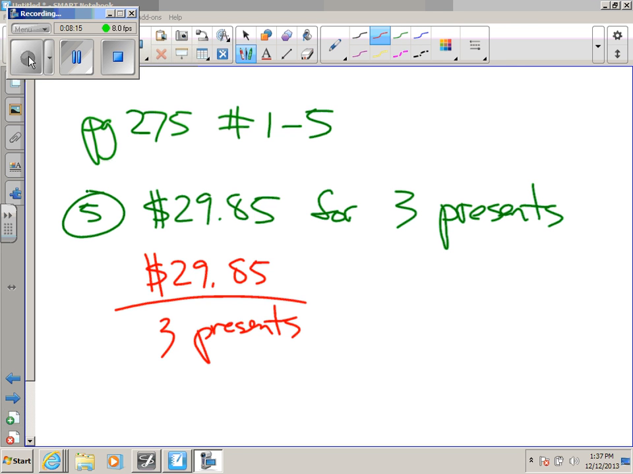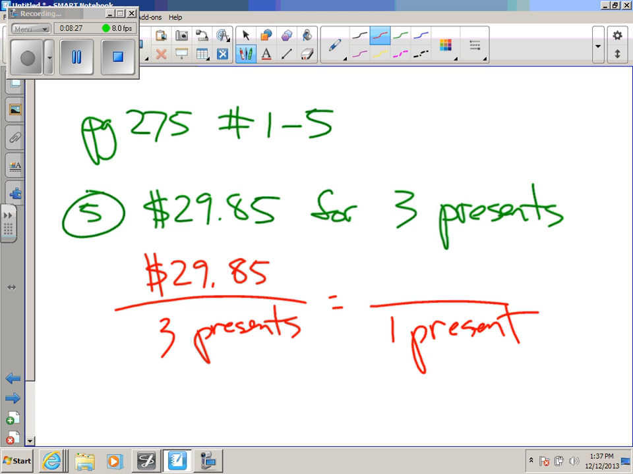Hopefully our setup looks something like this. $29.85 for 3 presents. We don't care how much 3 presents cost. We want to know how much for 1. And how am I going to do that, Sarah?